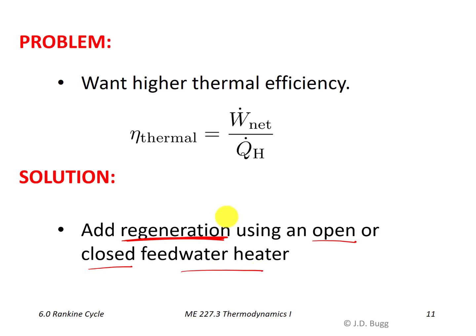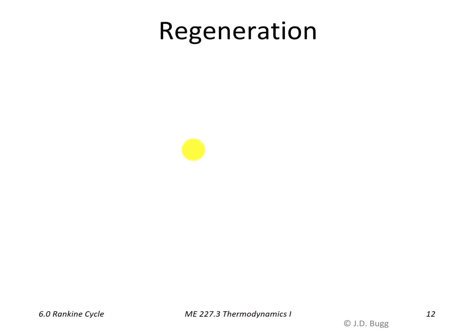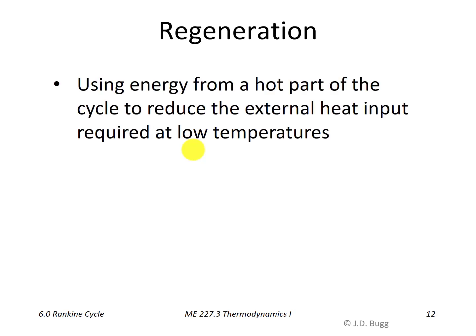Now, first of all, regeneration in general is a process where we steal a little bit of energy from one point in the cycle and use that to reduce Q dot H. So in other words, to reduce the amount of energy that we need to supply to this cycle from outside. So if we can reduce this, we will increase our thermal efficiency. So that's what feed water heaters do. They reduce the amount of energy that we need to supply from outside the cycle. So regeneration in general then is using energy from a hot part of the cycle to reduce the external heat input. That's an important part of this. The external heat input required at low temperatures.